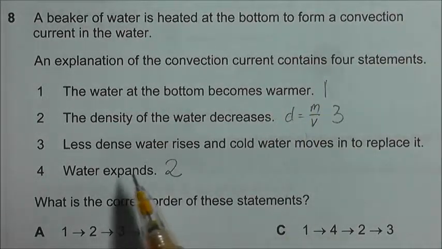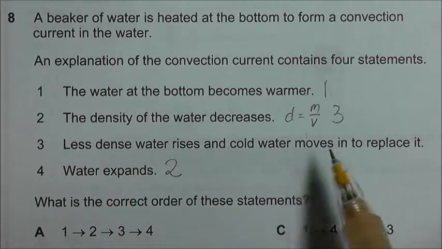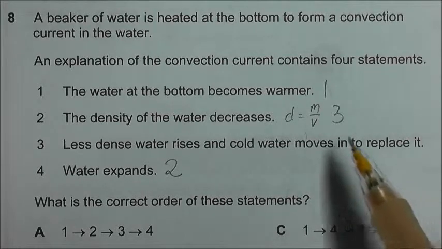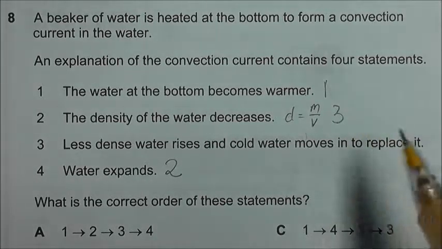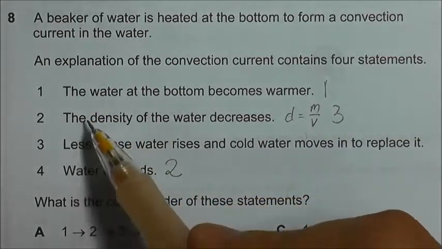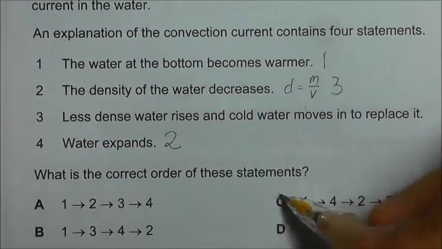And when it is less dense, the less dense water will rise, and the cold water, which is denser, will move in to replace it. Hence, it will create a convection current. So the sequence should go 1, 4, 2, 3. So the answer is C.